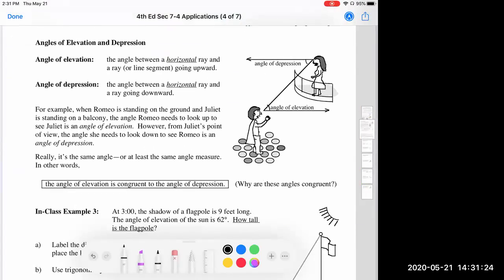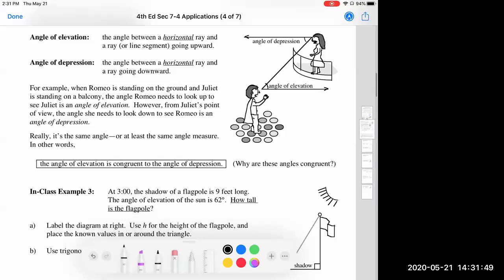Angles of elevation and depression. An angle of elevation is the angle between a horizontal ray and a ray or line segment going upward. The angle of depression is the angle between a horizontal ray and a ray going downward. So that gives us an image of angle of depression and angle of elevation.